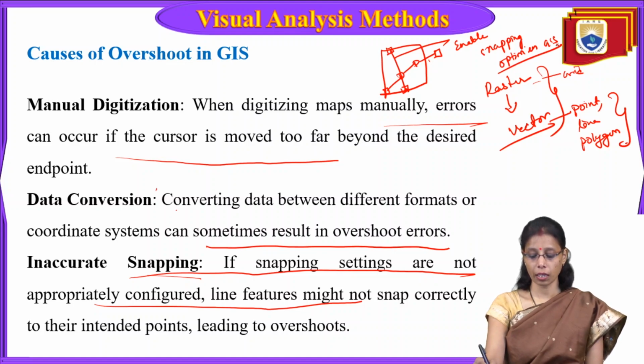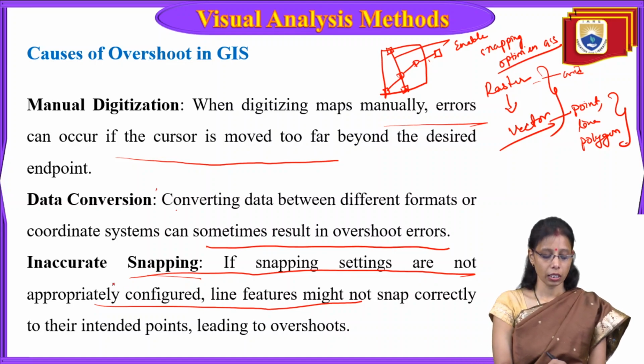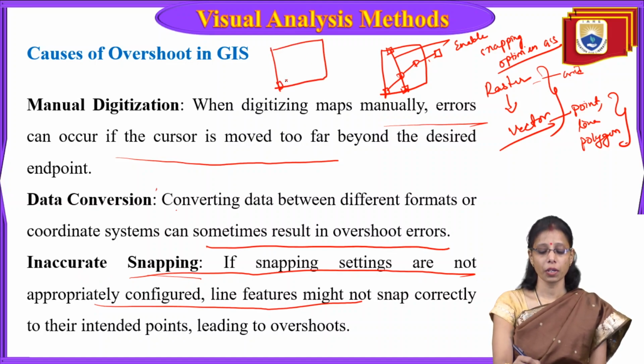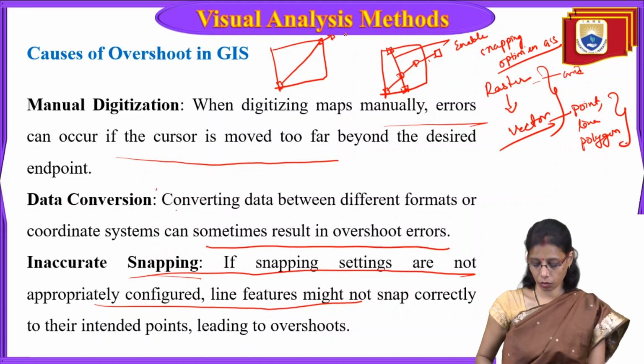Once you enable the snapping option in GIS, this type of inaccuracy will not occur. Suppose here is your map. If you start from here, it will exactly snap on the endpoint and will not exceed it. So we can reduce this type of error based on the causes.